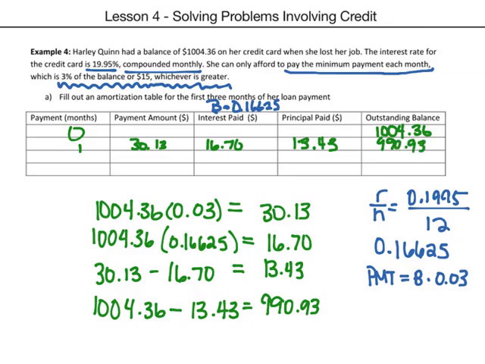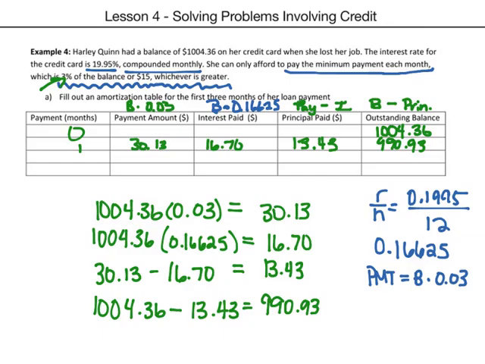So always remember, to find the outstanding balance, you would take the previous balance and subtract the principal paid. To find the principal paid, you take the payment and subtract the interest paid. And to find the payment, right now we're doing the balance times 0.03. Now because she's paying 3% of her total balance, this isn't a regular payment, so we can't use the calculator because the payment is going to change every month.